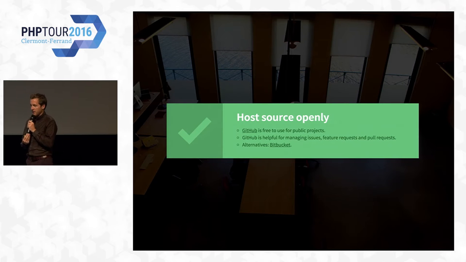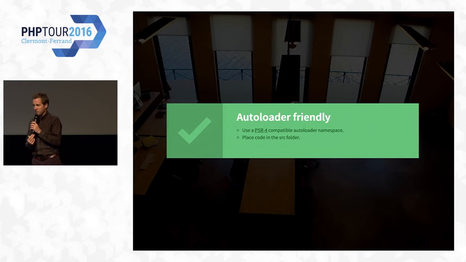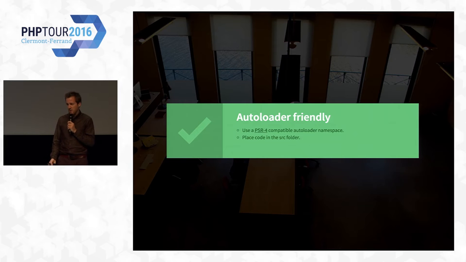So the second thing to do is to host your source openly. Put it on GitHub, put it on Bitbucket, put it anywhere you like. But just make sure that the source is visible for anyone so that other people can contribute. The third thing is to make your code autoloader friendly. It's 2016 now, so we use PSR-4 autoloading, so no one has to require any class anymore. If you install a package with Composer, Composer comes with a PSR-4 autoloader, so you don't have to do anything anymore. Just configure it in composer.json and done.